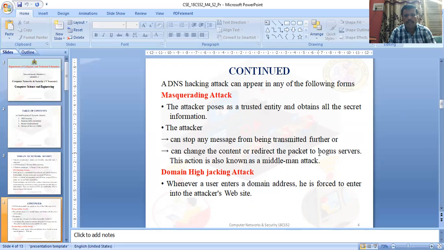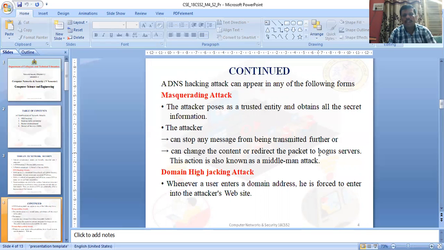So the attacker can stop any messages from being transmitted further, or can change the content and redirect the packet to bogus servers. He is creating his own servers, like domain name servers, which the hacker maintains, and they are bogus. All the packets will be redirected to that. He is acting like a trusted entity and redirects whatever access packets to the bogus servers.